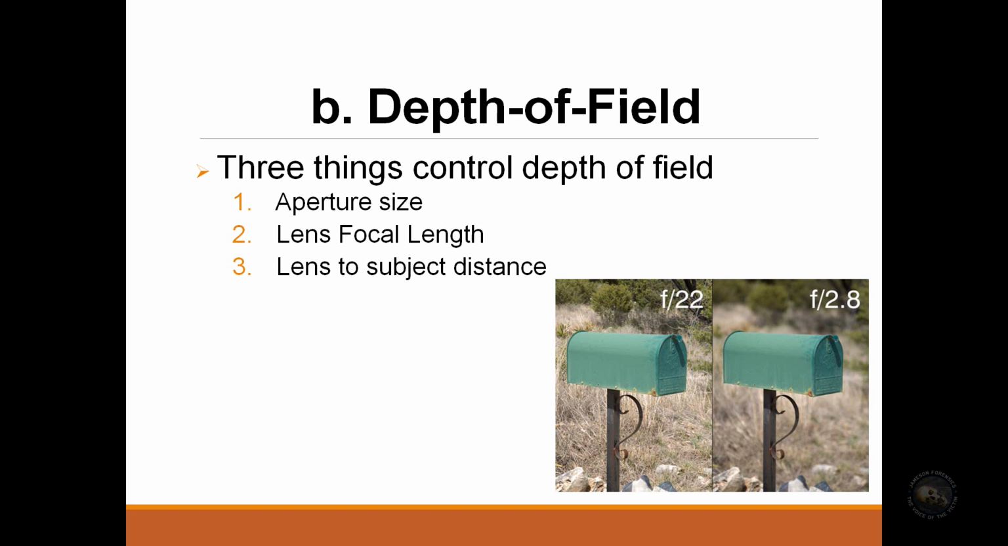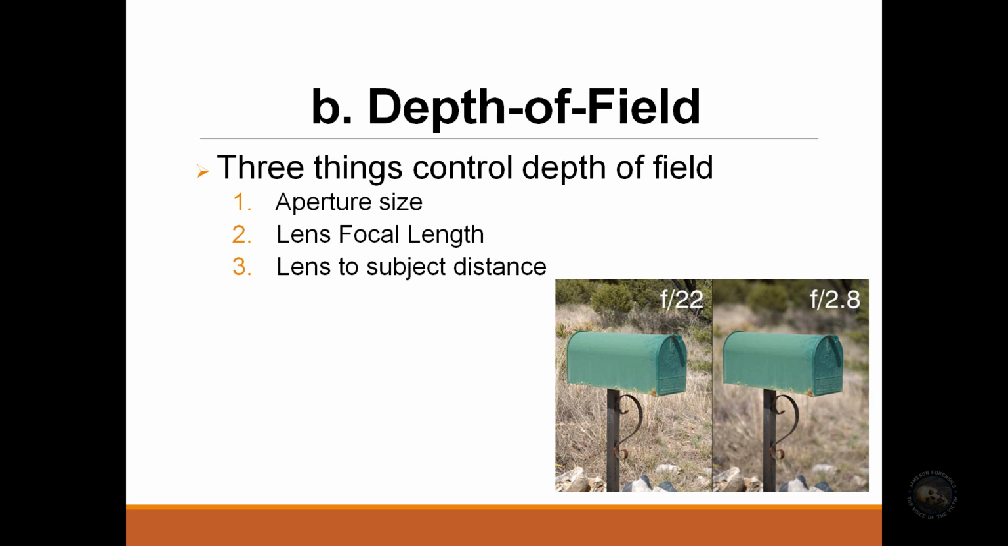The second one is lens focal length. The focal length of the lens is the distance between the lens and the image sensor when the subject is in focus, usually stated in millimeters, like 28, 50, 100, etc. In the case of zoom lenses, both the maximum and minimum focal lengths are stated. For example, 18 to 55.